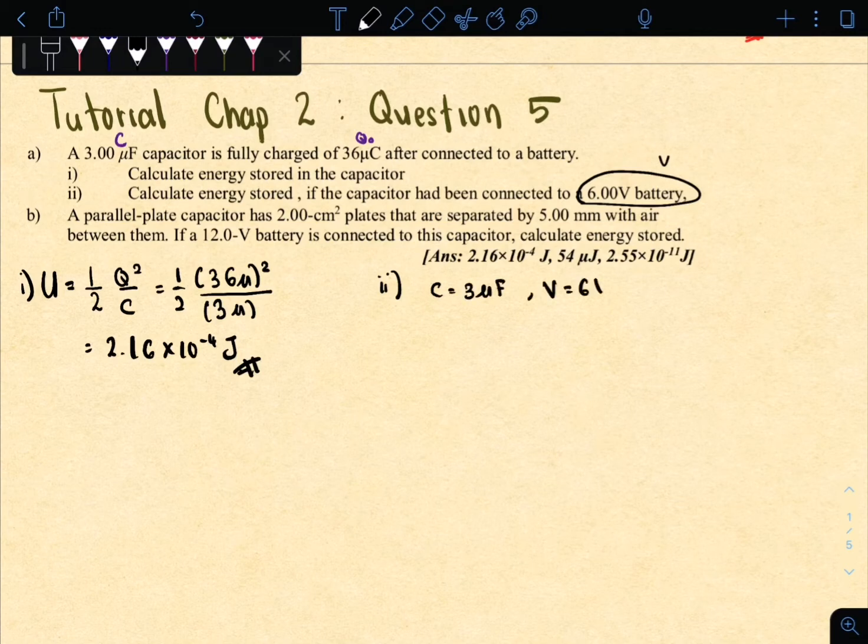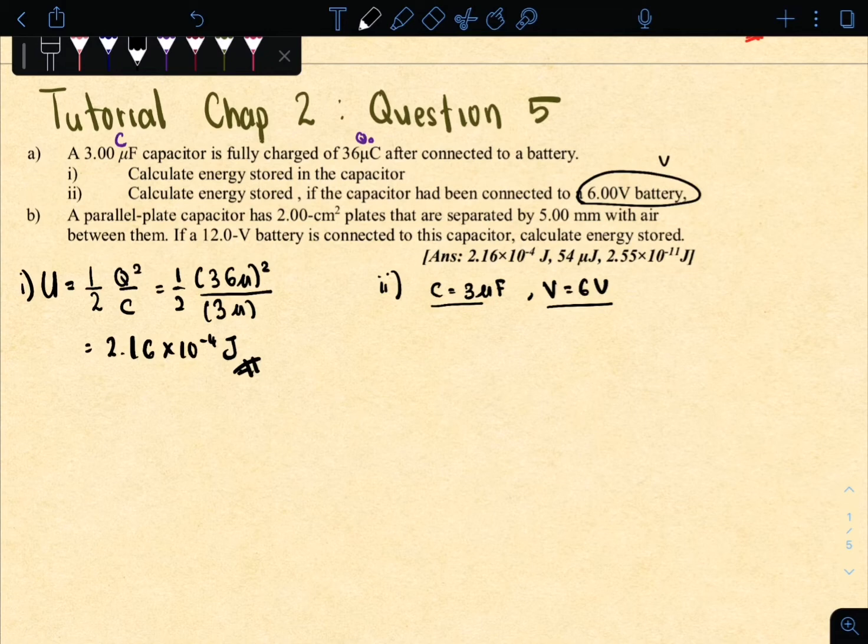So, kita tak tahu for this particular capacitor, when you connect to 6 volt battery, adakah charge kita masih 36 microfarad? So, we do not know. So, apa yang kita yakin dekat sini adalah you connect across the same capacitor. So, capacitor dengan value of battery sahaja kita tahu.